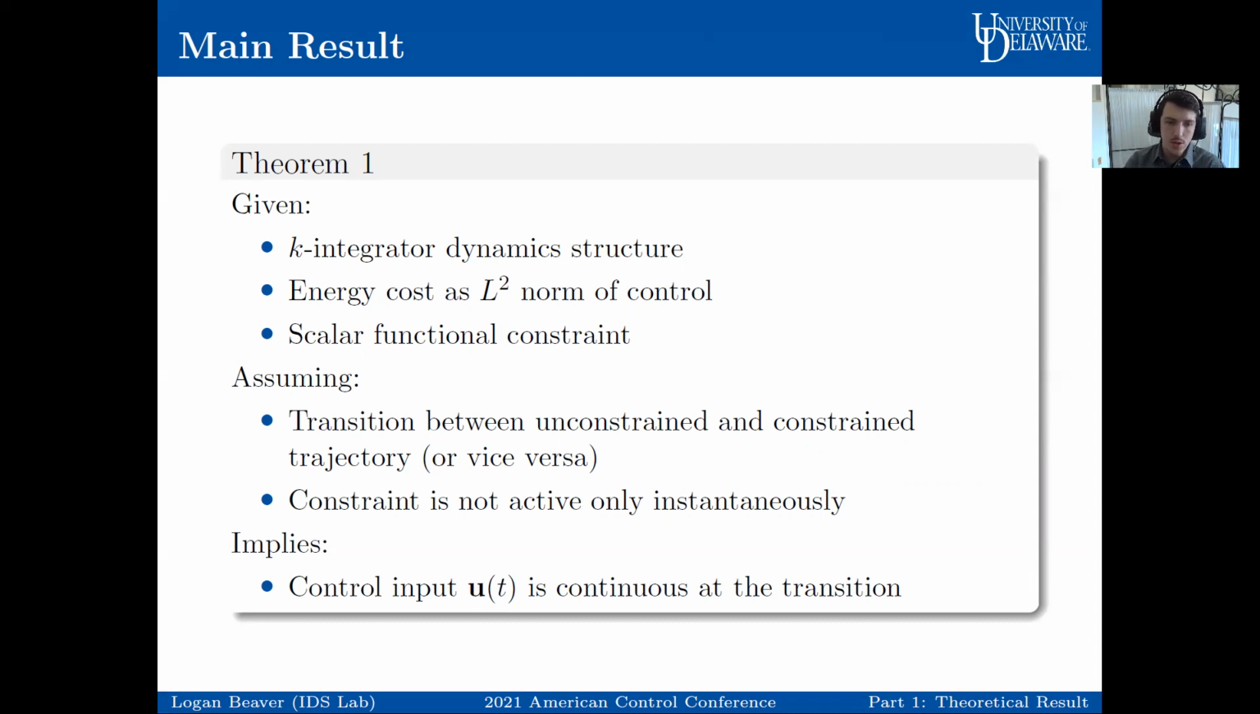And really the assumption we need here is that the constraint needs to be active for some non-zero interval of time. So this can't be like an interior point constraint. We need to remain on this constrained arc. And if this is the case, it pretty much just falls out of the optimality equations that the control input must be continuous when we make this transition.